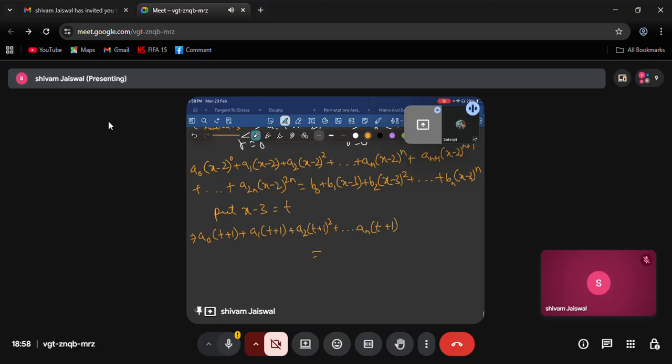Right, just check. This will be equal to b0 plus b1 t plus b2 t square plus dot dot dot plus bn t to the power n, and so on. Now we need to compare the coefficients of t to the power n. What is the coefficient of t to the power n? It will be equal to bn on the right hand side. Tell me, what is the coefficient of t to the power n on the left hand side?